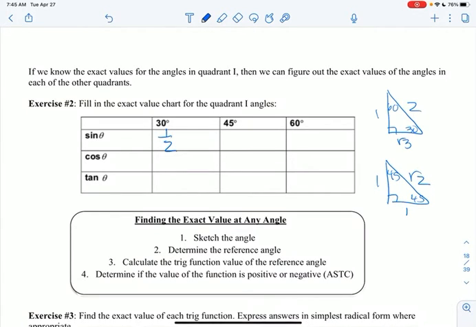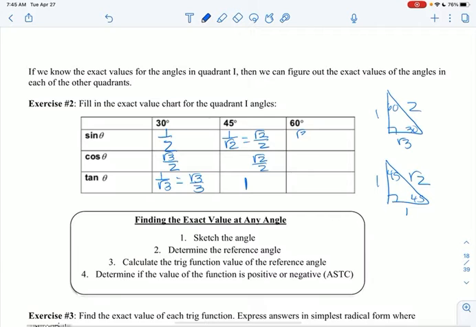So sine of 30 is 1/2. Cosine of 30 is radical 3 over 2. And tangent is 1 over radical 3, but when I rationalize that, that's radical 3 over 3. 45, we just did that, is 1 over radical 2. I rationalize that, though, and it's radical 2 over 2. Cosine is going to be the same thing, radical 2 over 2. And tangent is 1.